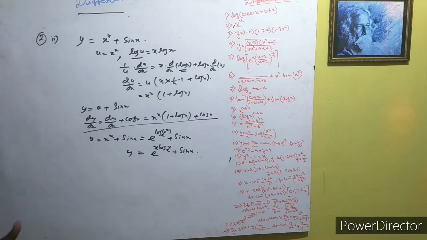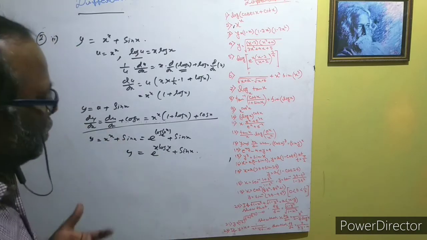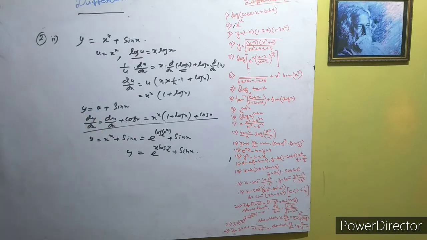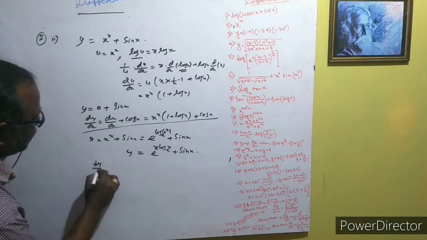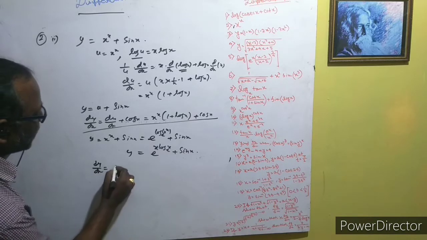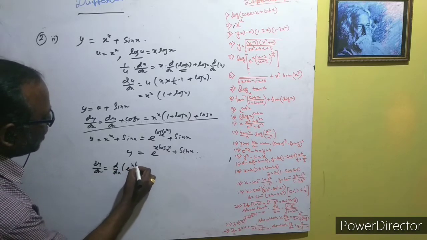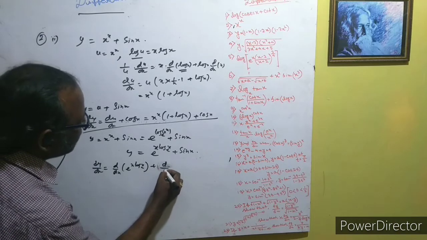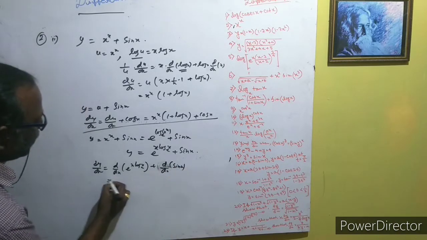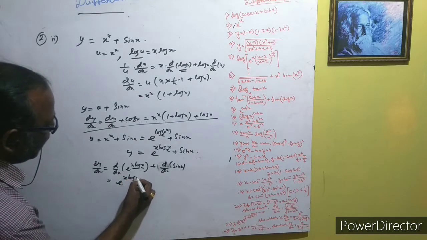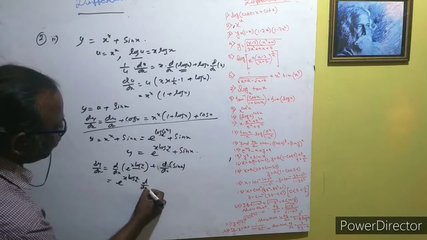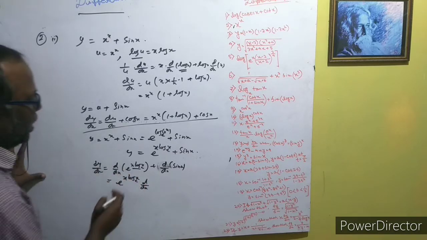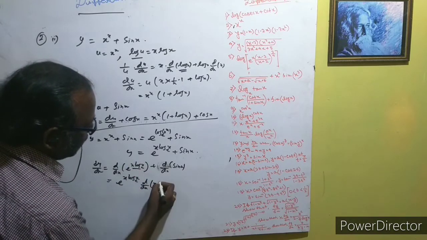Okay, in some problems there is a variable to the power of a variable. If you take u and proceed that way, it would be a longer method, so this technique would be the easiest method. See carefully. Differentiate both sides: du by dx is d/dx of e to the power x log x, plus the derivative of sin x, which gives cos x. The differentiation of e to the power something is e to the power that something, and then we differentiate the power as well.